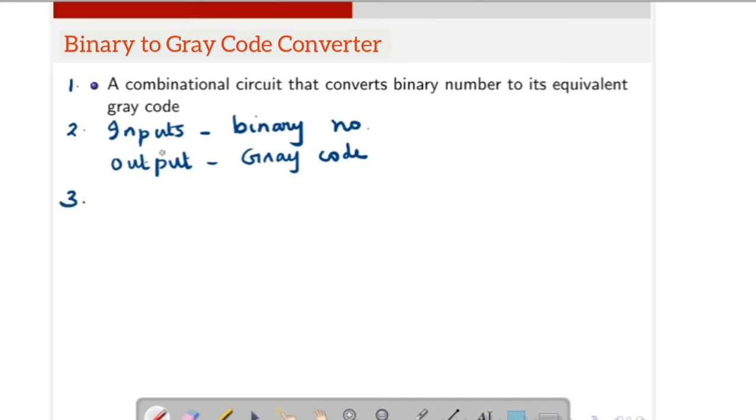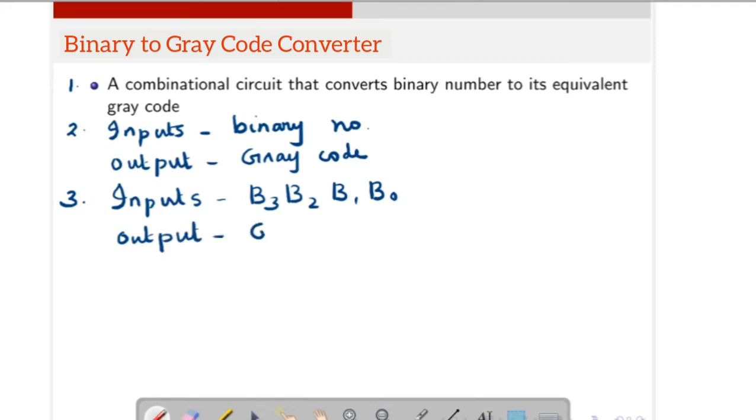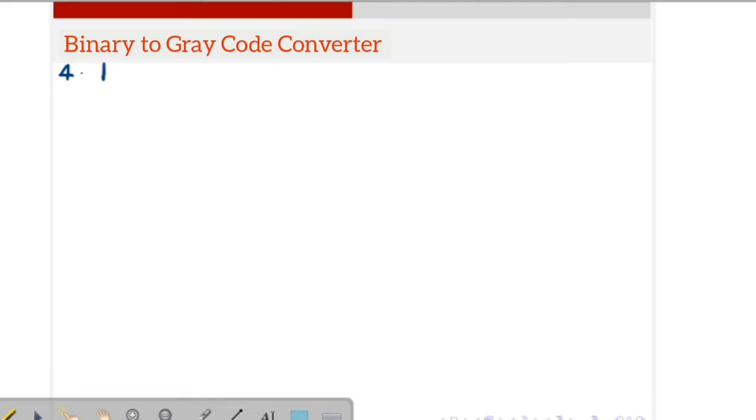Then third step is assign label for the inputs and outputs. So here we take 4-bit binary number. So we label the inputs as B3, B2, B1, B0, and output is the equivalent gray code. So it is labeled as G3, G2, G1, G0, right? Then fourth step is build the truth table.